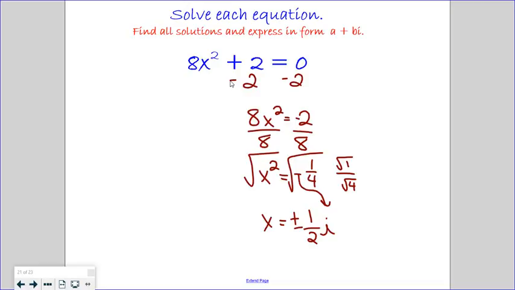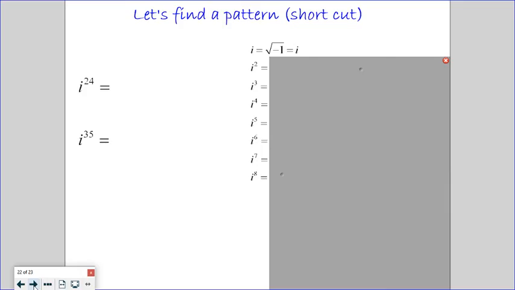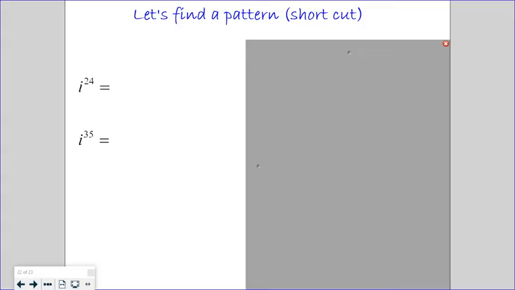Now, the last thing that I have on here is because you are going to see something asking you to do i to the 24th or i to the 35th, and I don't want you to sit there and multiply and multiply and multiply 35 times. So what I want to show you is there really is a pattern to the whole i raised to whatever thing, and I think it'll be better if I just show it, writing it out here.